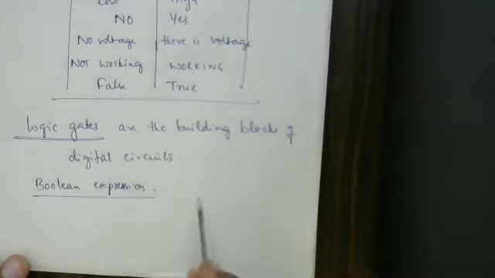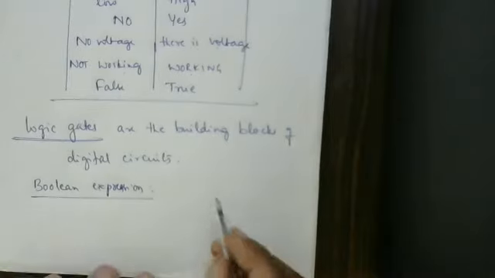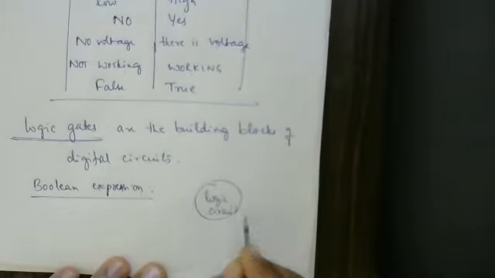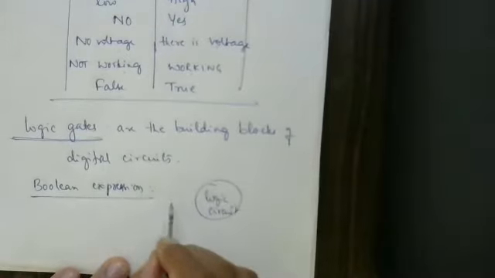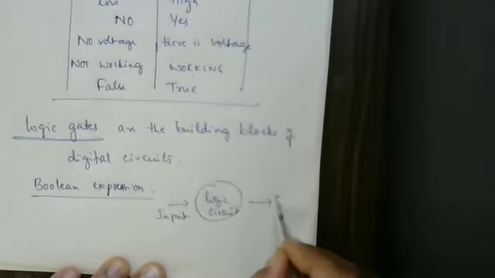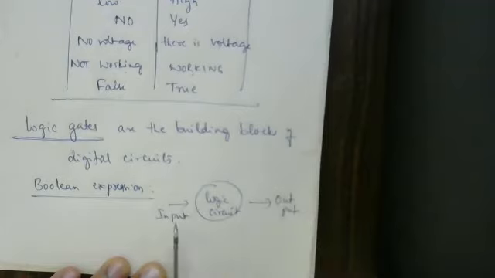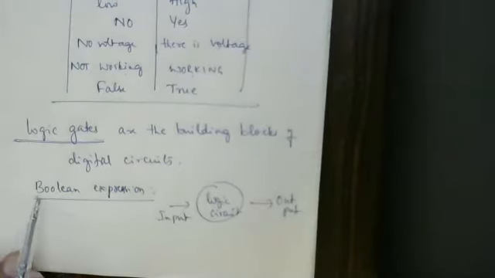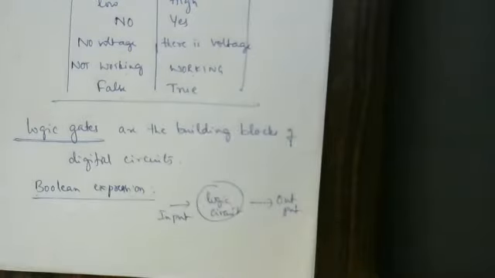Again, I can repeat. We are giving some input. There is a logic gate or circuit here. We are giving some input and taking some output. For this input to output relation, we write an expression. That expression is called the Boolean expression. The relation between the input and the output is the logical relationship, taken as a Boolean relation or Boolean expression.